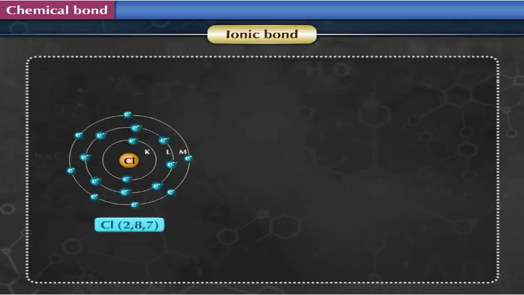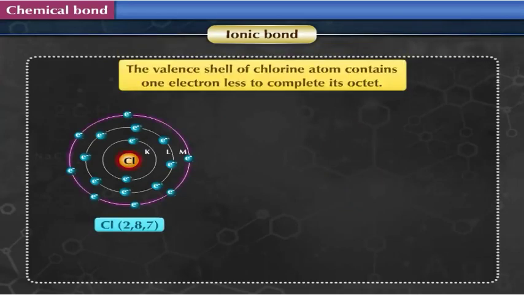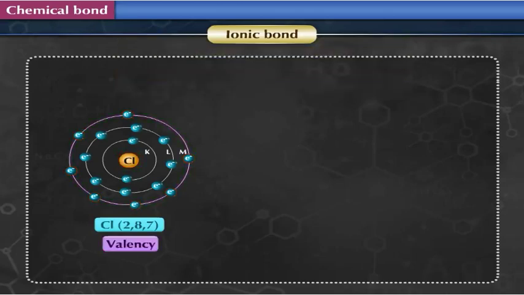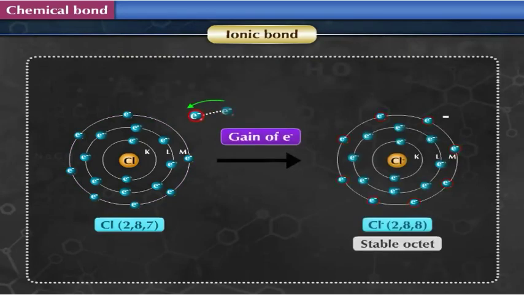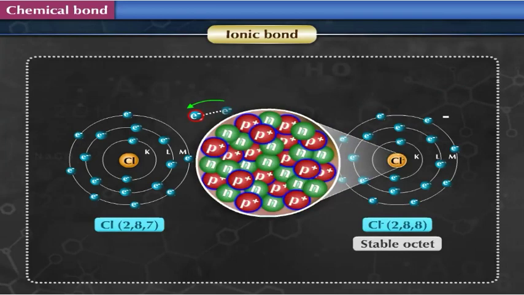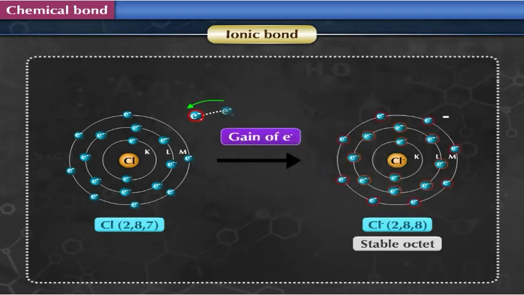On the other hand, the valence shell of chlorine atom contains 1 electron less to complete its octet. The valency of chlorine is also 1. If chlorine atom accepts 1 electron, it can attain a stable octet state. This causes a charge imbalance. The number of protons in its nucleus is 17, but the number of electrons is 18. This leads to the formation of a negatively charged chlorine anion carrying net negative charge -1.